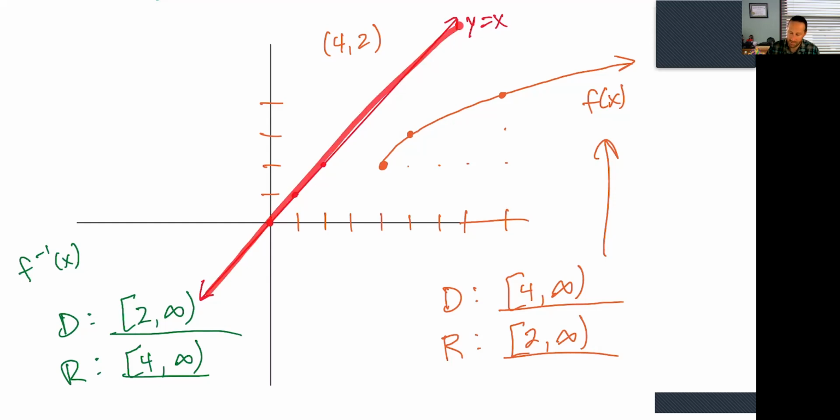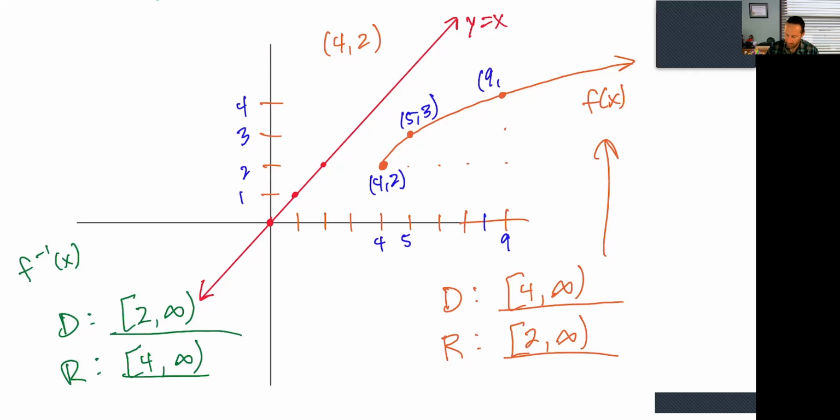Then this, my friends, is your mirror to get your inverse function to that. And if you remember, the inverse is the reverse. And if I know that this point right here is 4, 2, and this point right here is 5, 3, and this point right here was 9, 4, then what does that mean the inverse of all of those ordered pairs would be? It would just be the reverse, flip-flopped.